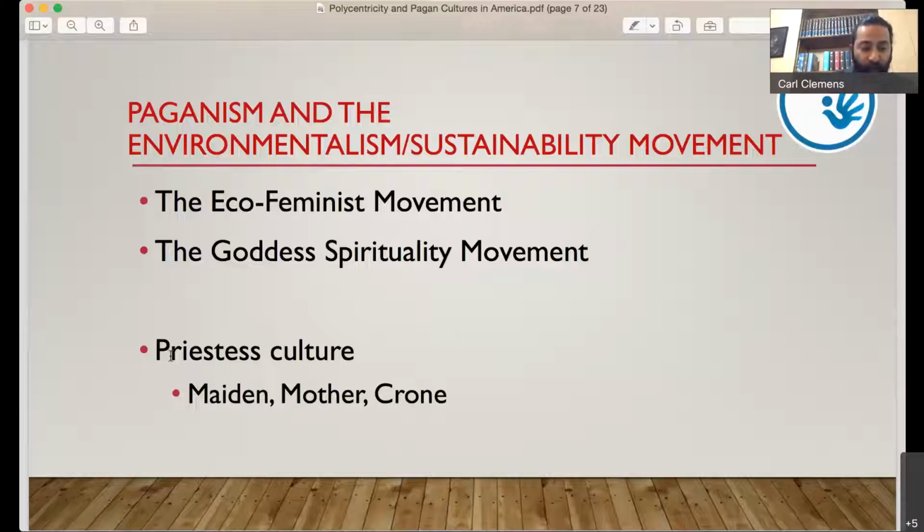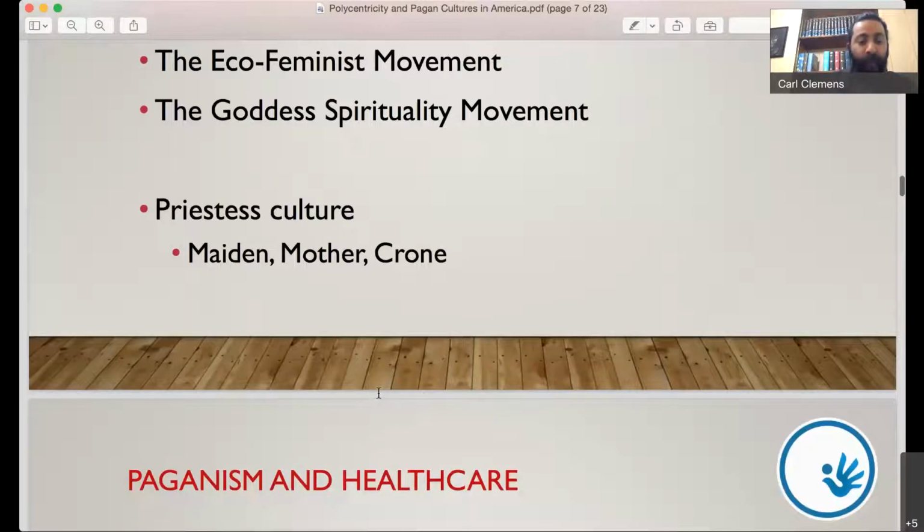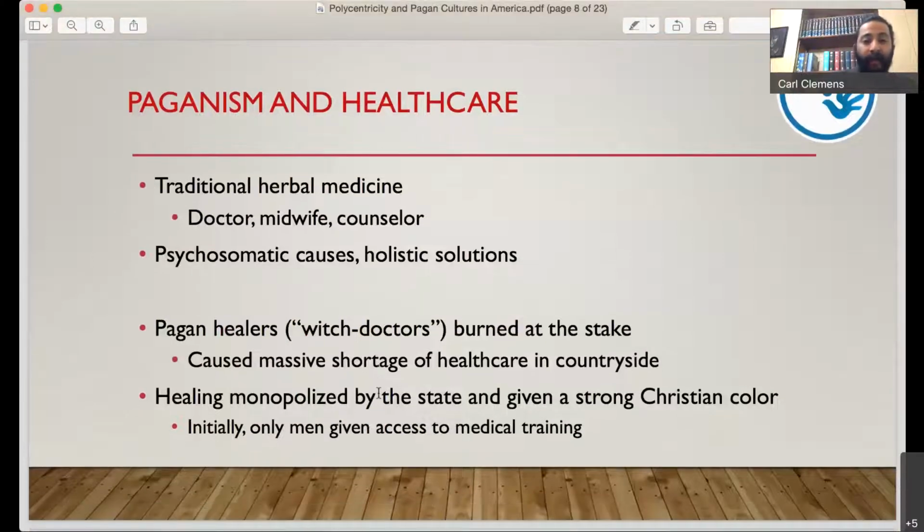So a pagan woman is really a pillar of the community, and that's something to recognize. Similarly, paganism and healthcare has a big role. As I mentioned, traditional herbal medicine was very much a part of paganism. We recognize that most diseases are psychosomatic, over 70%. And so your doctor or your midwife was also a spiritual counselor. So they tended both to your body, but also to your mind and to your soul. That was the concept over there. It was a more holistic solution to human illness.